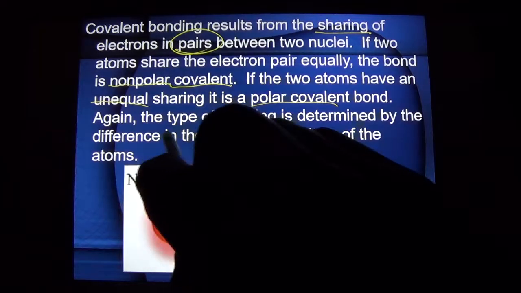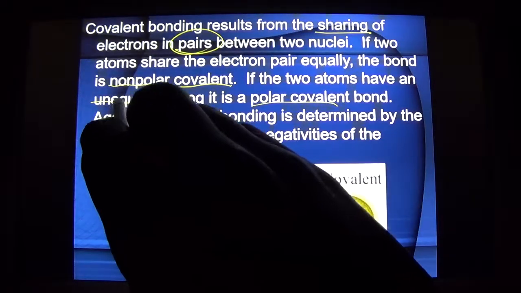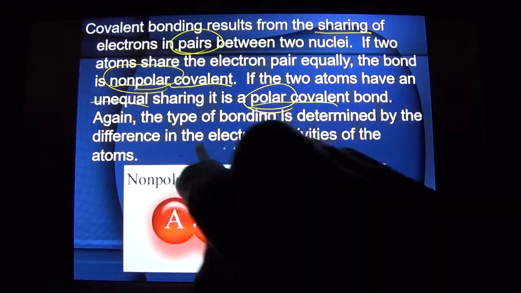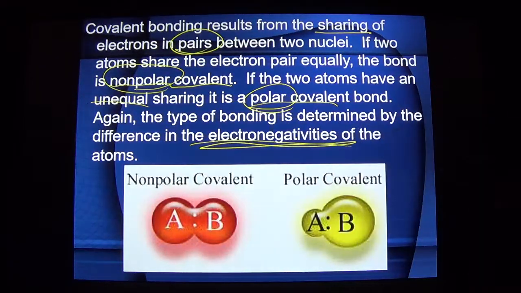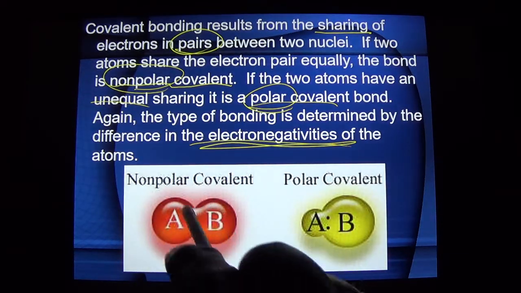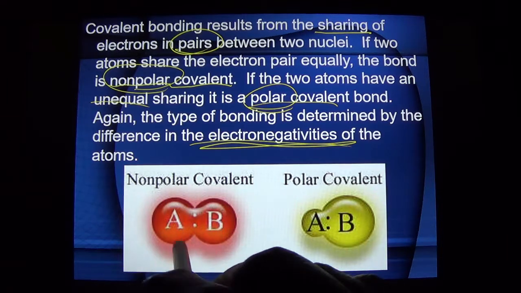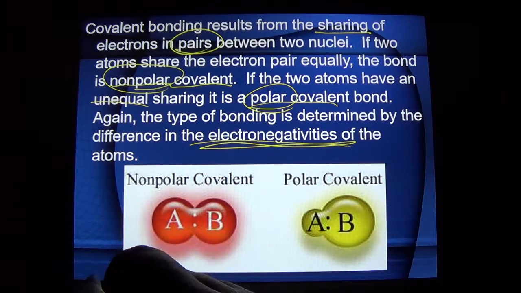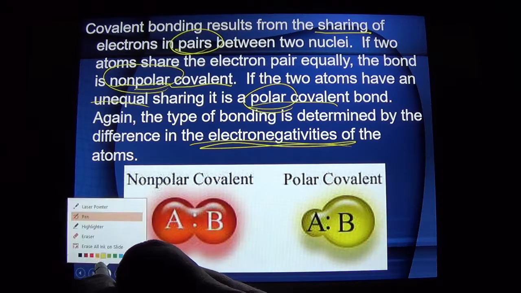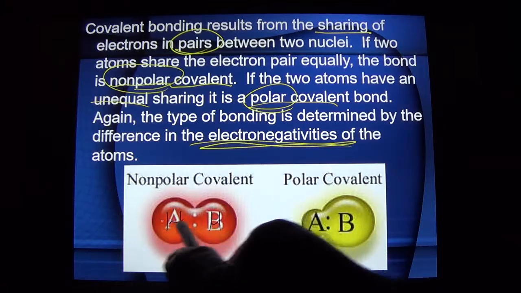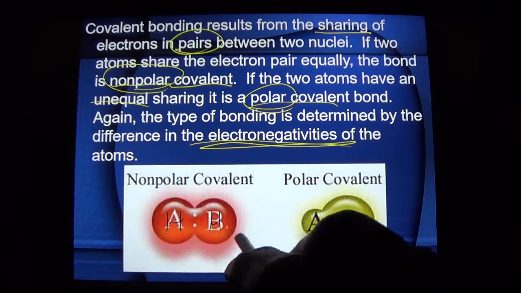Okay. Again, is the type of bonding non-polar covalent or polar covalent? It depends on the electronegativities. But I'll give you a big hint. If you look at my A and B here, they look really equal. It is very possible that they would be the same atom. So if it's the same atom, like say 2 hydrogen atoms together, that's hydrogen there and hydrogen there. That's got to share equally because they're the exact same atom.